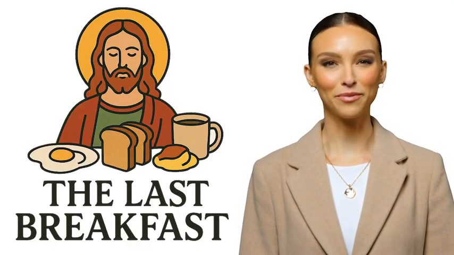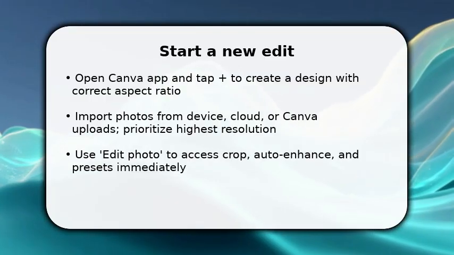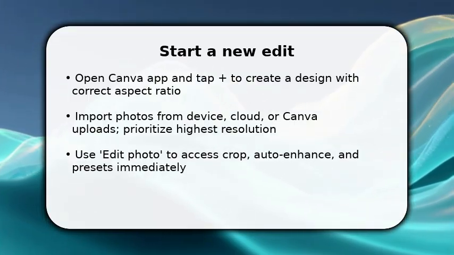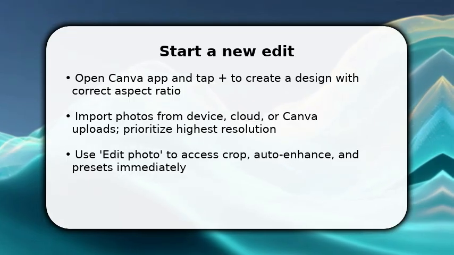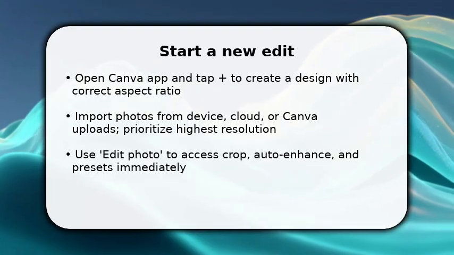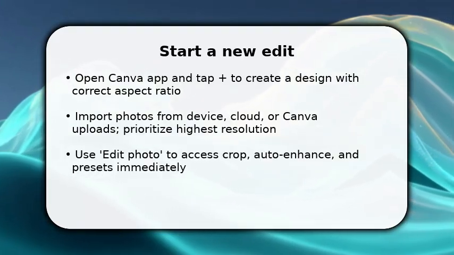Please enjoy the video. You start by creating the right canvas. Choose the aspect ratio you need and import the highest resolution image available. Once done, tap the photo and select Edit Photo so you get direct access to crop, auto-enhance, and preset filters.